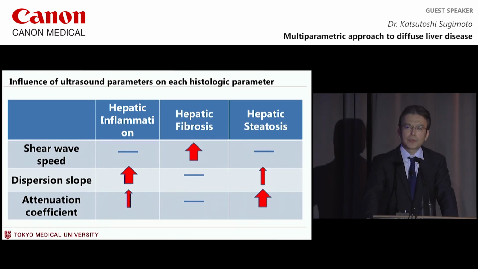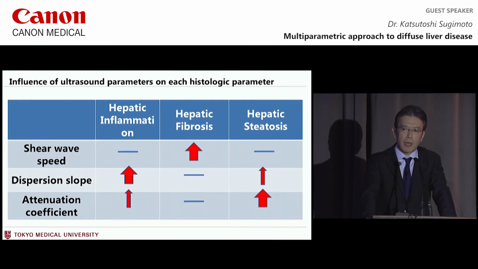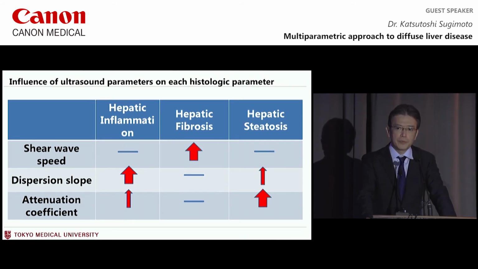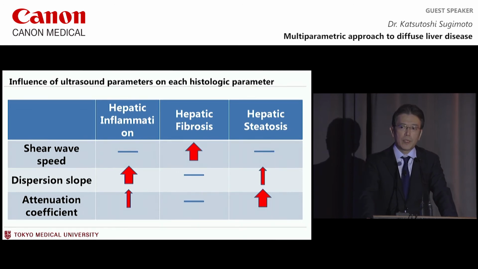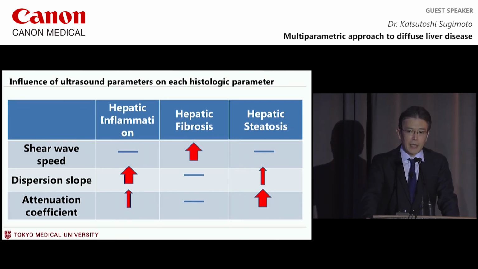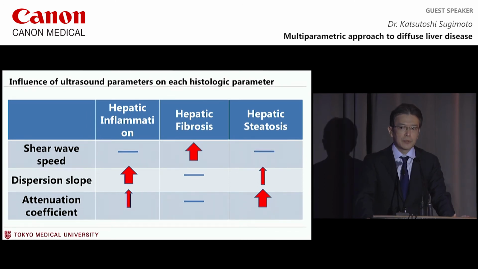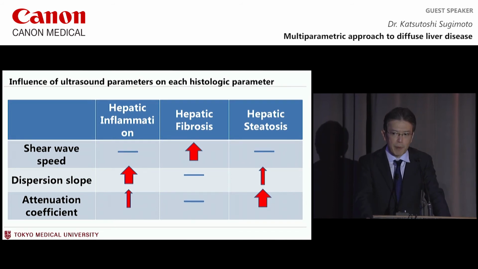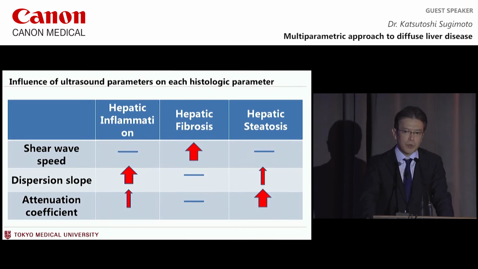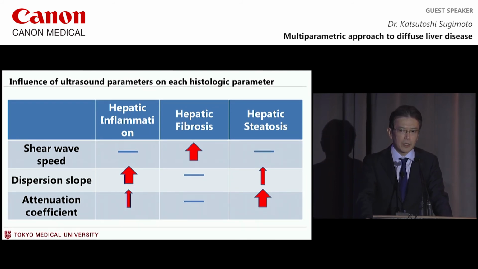This slide shows the influence of ultrasound parameters on each histologic parameter. This schematic slide is based on the multivariable regression analysis. The shear wave speed was significantly correlated with hepatic fibrosis. And dispersion slope was mostly significantly correlated with hepatic inflammation and partly hepatic steatosis. And attenuation coefficient is mostly significant with hepatic steatosis and partly hepatic inflammation.